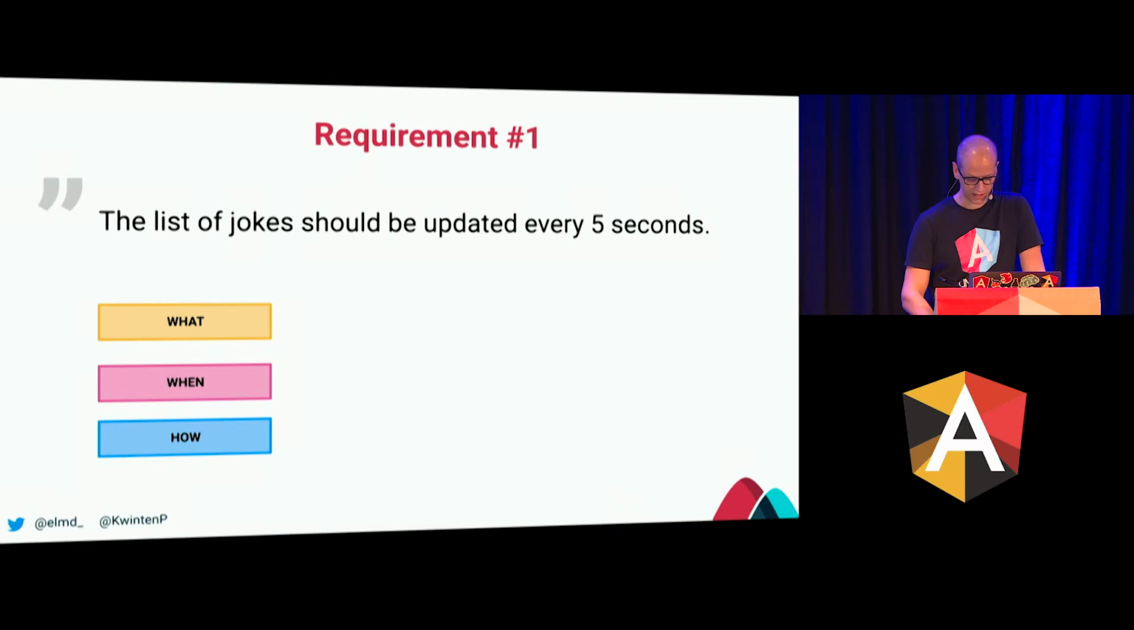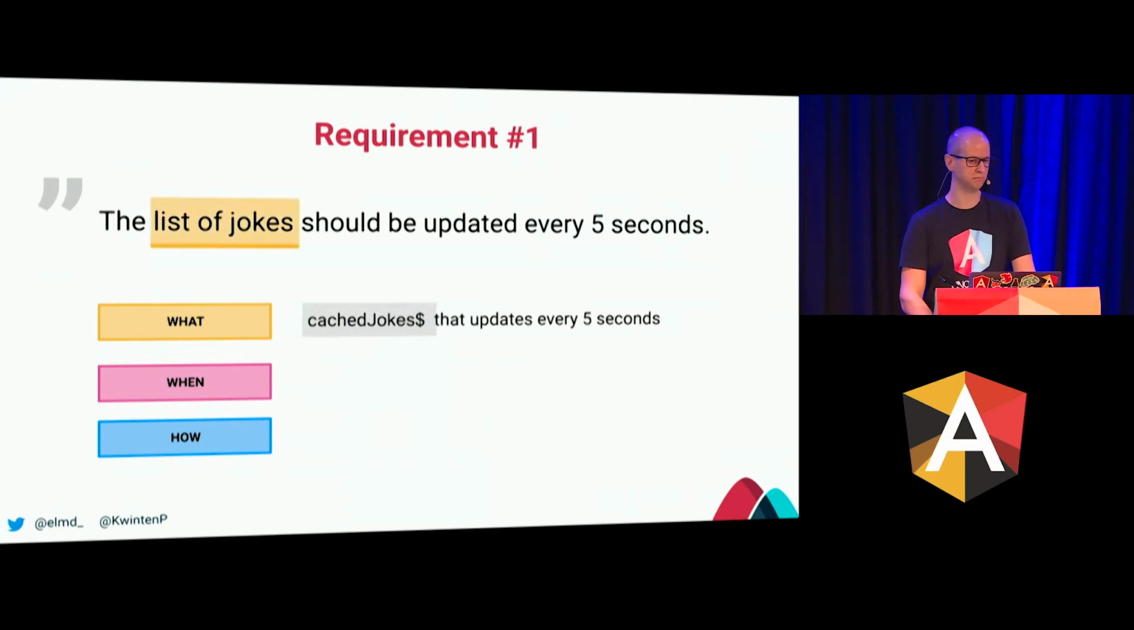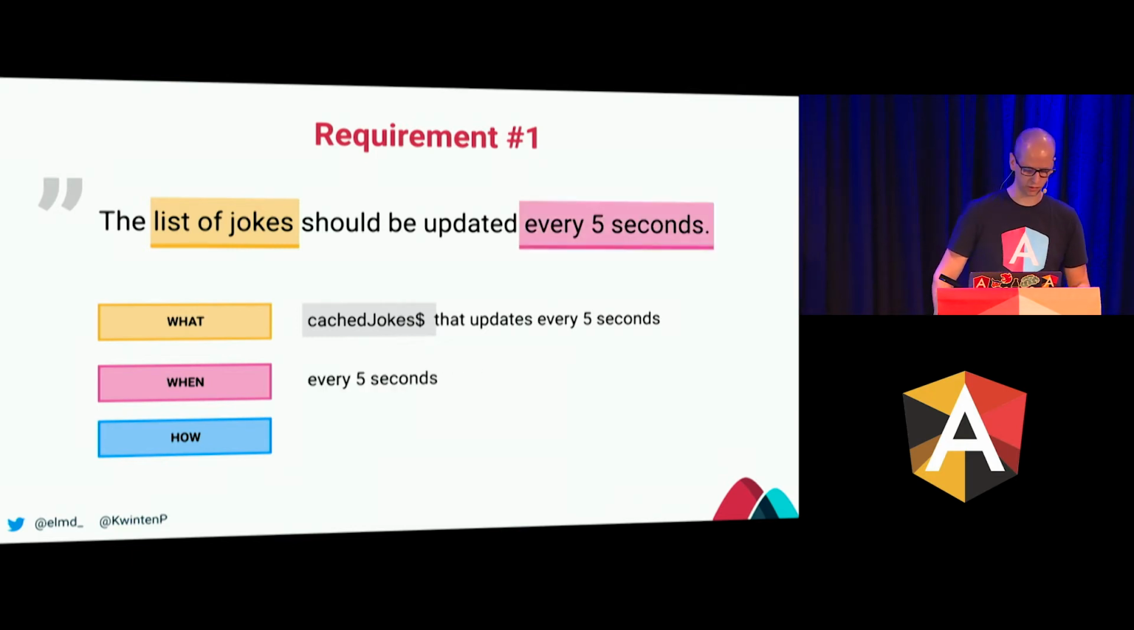So let's take a look at what is our what here. What do we want to achieve? Well, we know what should be an observable, and I want to have jokes on my screen, so I think I need a joke stream. That wasn't that difficult, right? When do I want to have jokes? Well, it literally says every 5 seconds, so I guess that's going to be my trigger. That's what I want to do.